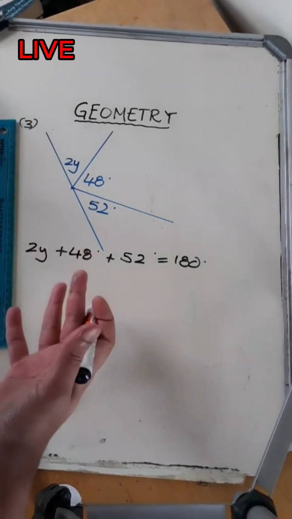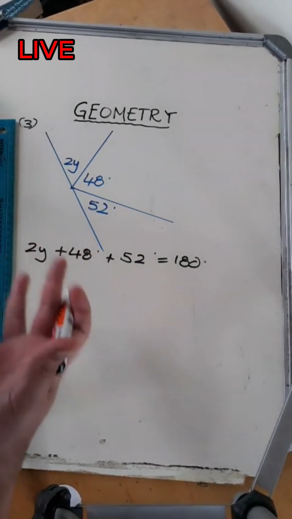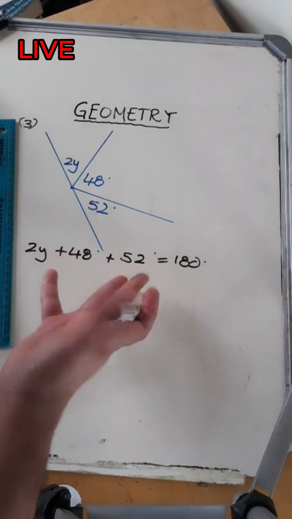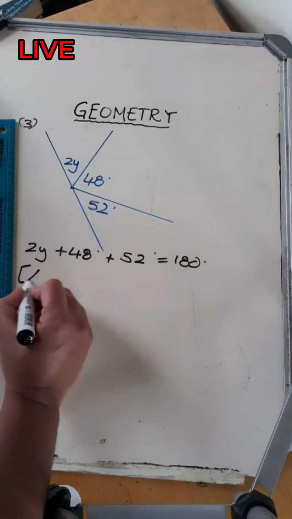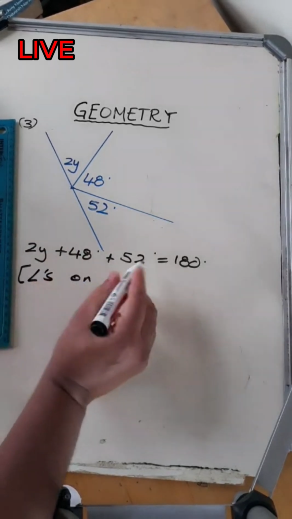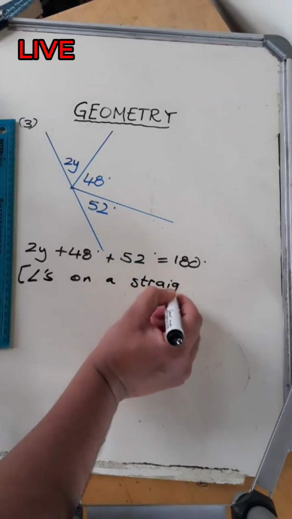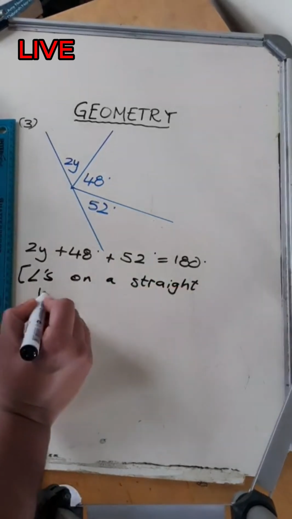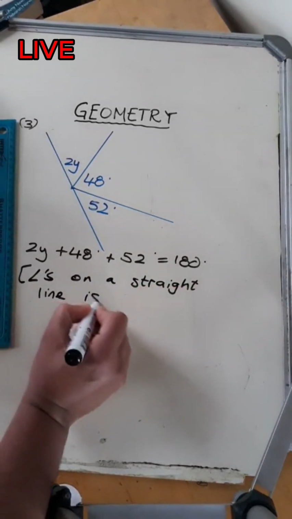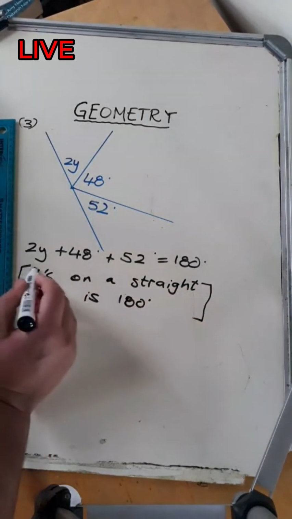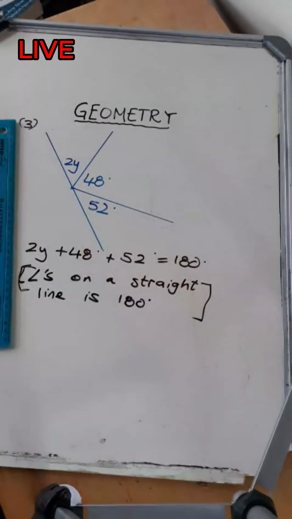Why do you wash your face? Because you don't want your face to look dirty. So there's a reason behind why you're washing your face, okay? So here there's a reason why I did this. And the reason for that is angles on a straight line is 180 degrees. That's why I did that.